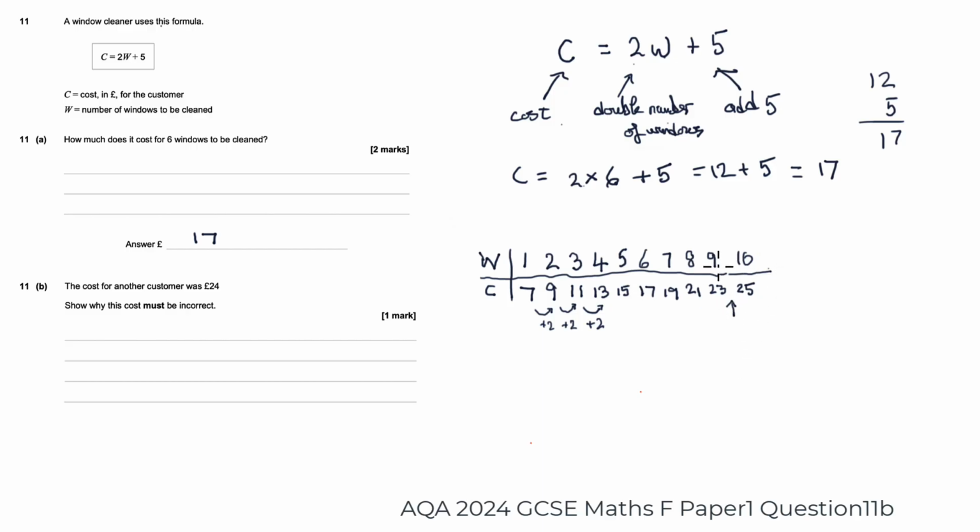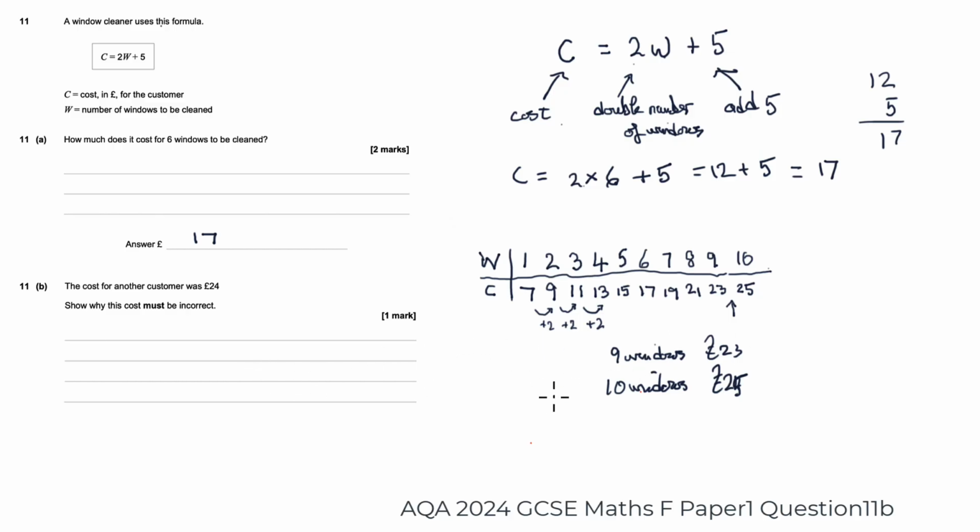A house with 9 windows would be charged £23, and a house with 10 windows would be charged £25. So there is no house that would be charged £24.